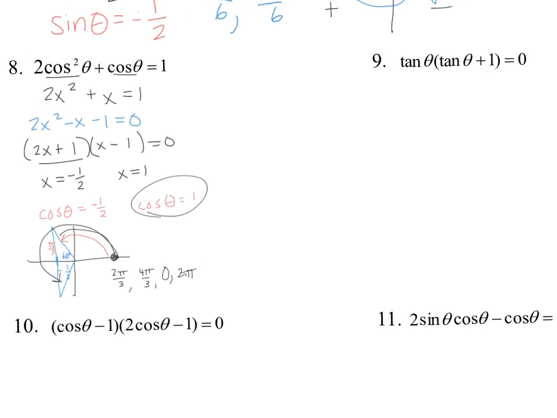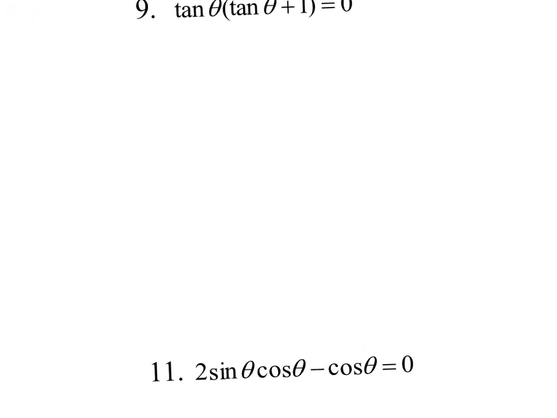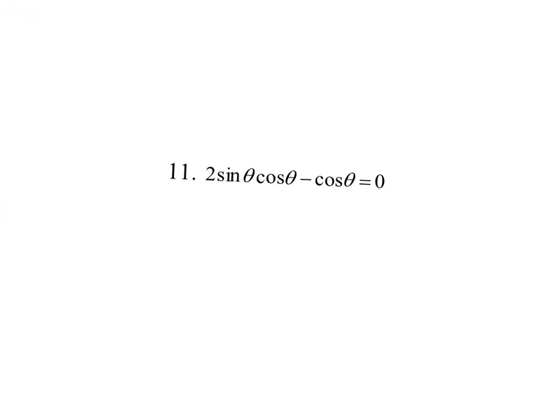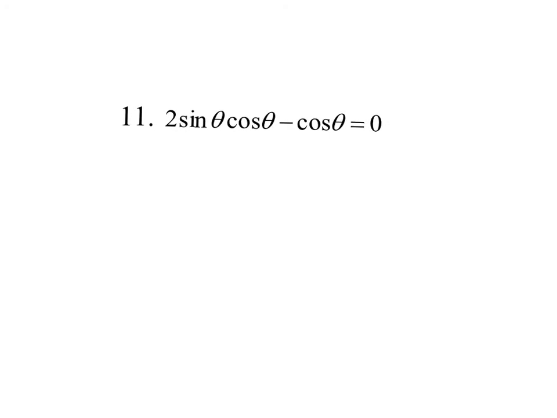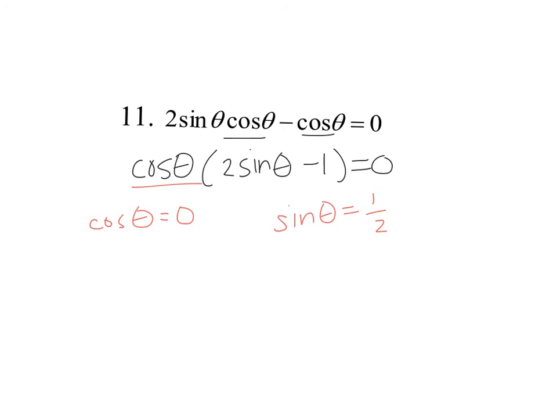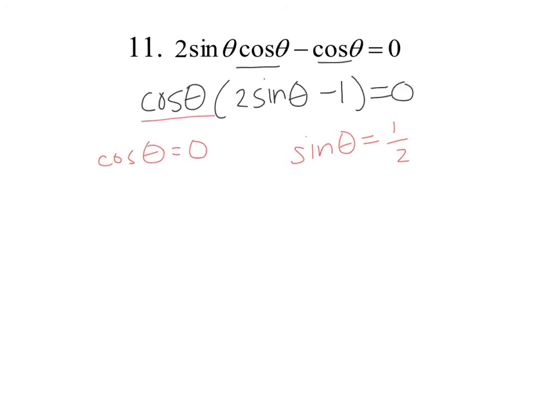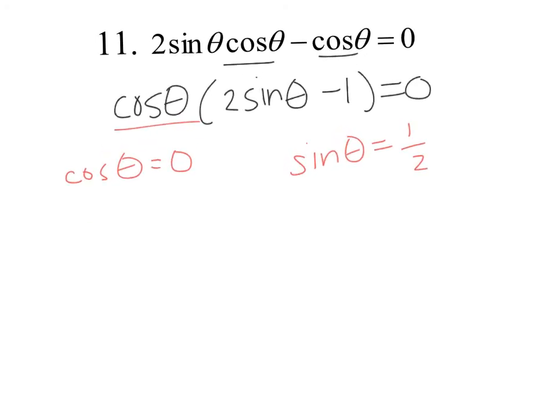Okay, I think I have time for one more here. Ooh, I'm going to do number 11, because that looks different. So right here I would solve by factoring. I would take out cosine of theta. I'll pause. Okay, so now what I did here is I factored out cosine of theta, and then I solved each. So cosine of theta equals 0.